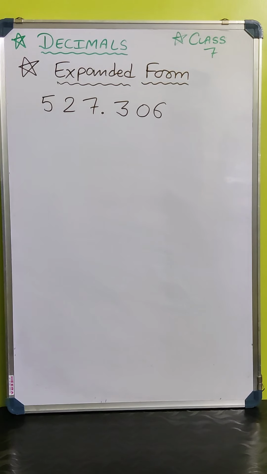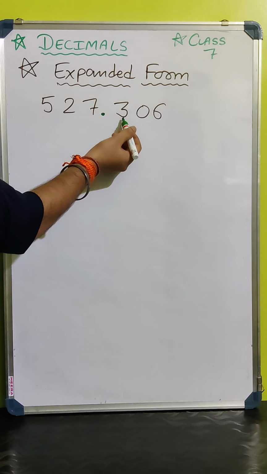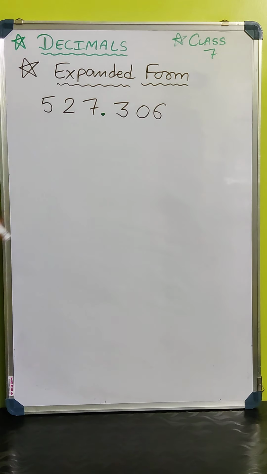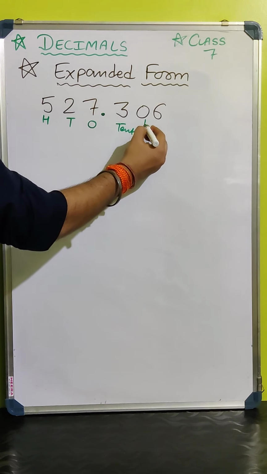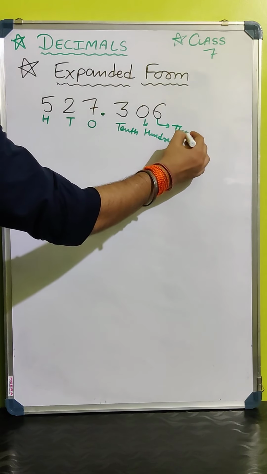Now we will discuss the expanded form. What is the expanded form? Simple, we have discussed it earlier also. Before the decimal you have to take ones place, tens place, hundreds place, thousands place. After the decimal you have to take tenth place, hundredth place and thousandth place. Simply you will write the numbers along with the places: ones, tens, hundreds, then tenth, hundredth, and thousandth place.